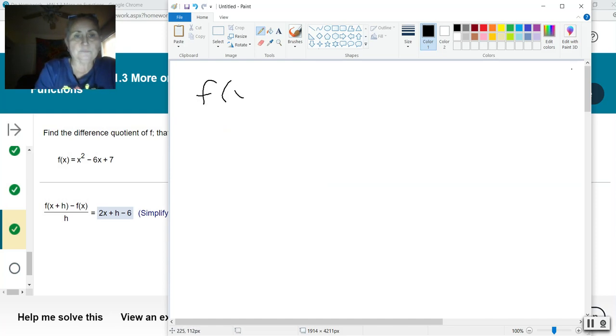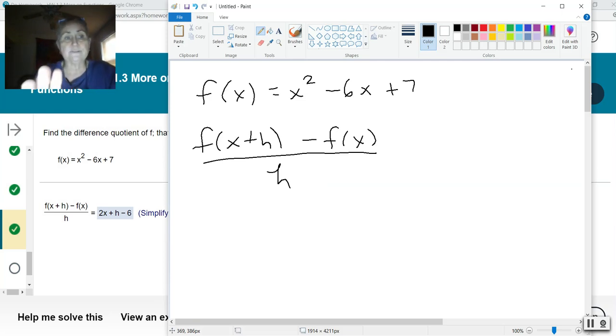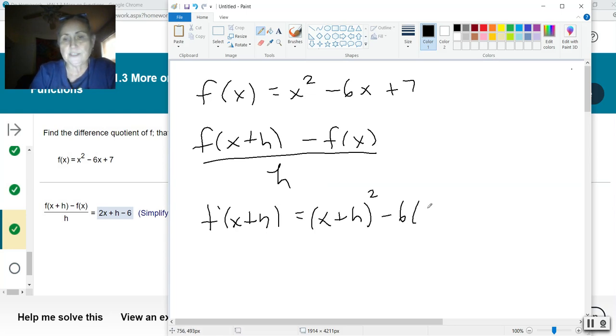f of x is x squared minus 6x plus 7. I'm supposed to do f of x plus h minus everything that was in f of x, divided by h. So the only hard part is the f of x plus h, period. That's the only hard part. I have to do f of x plus h, which is x plus h squared minus 6 times x plus h plus 7. Now, that's the easy part, getting the x plus h instead of that x and instead of that x.